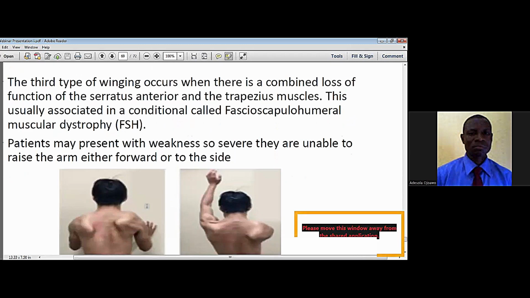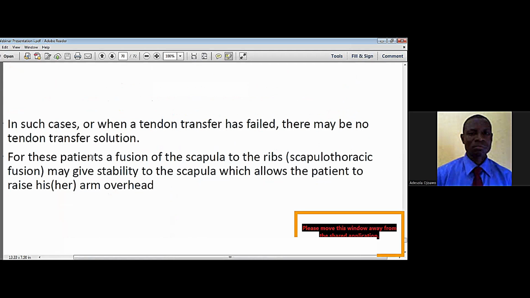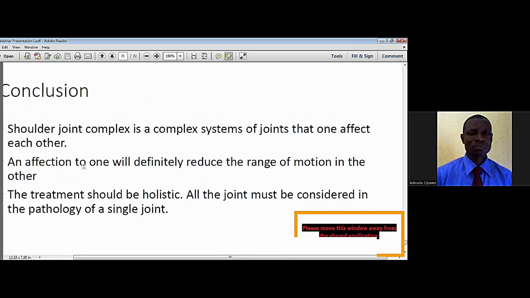I'll give an example. See the picture there, Alice. So this is the picture that you are trying to see here. The patient is unable to lift the arm up because of the combination of muscles that are affected. In such a case, when the tendon transfer has failed, there may be no tendon transfer solution. For this patient, a fusion of the scapula to the rib may be needed. And this may give stability to the scapula, which allows the patient to raise up his hand.